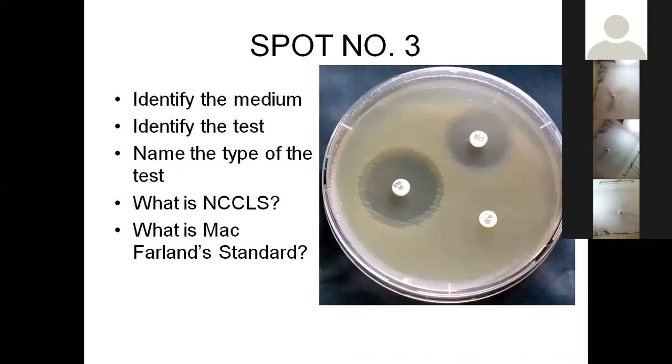This is another medium. This is a basic agar. This is called nutrient agar. This agar contains all the basic nutrients required for the growth of the bacteria. Any bacteria can grow on this agar. This agar is white in color. All the colonies of any bacteria are going to be white in color.